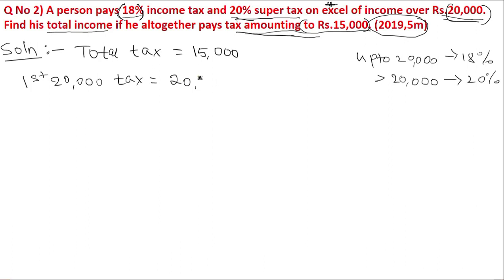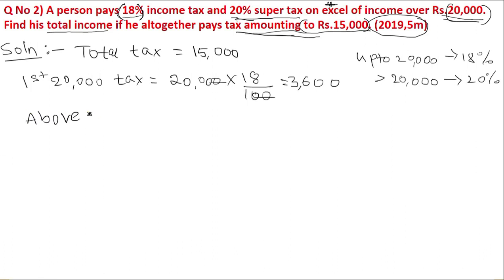Okay, how much would you have paid? 20,000 into 18%. 18% means 18 upon 100. How much will it give? These two zeros go. So 2 18s are 36, 2 zeros for 2 zeros. 3,600. Correct. So out of this 15,000, 3,600 is a tax he has paid up to the income of 20,000. Now remaining tax he has paid is on the income above 20,000. Correct.